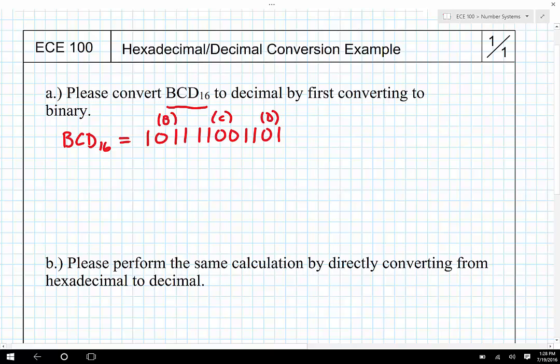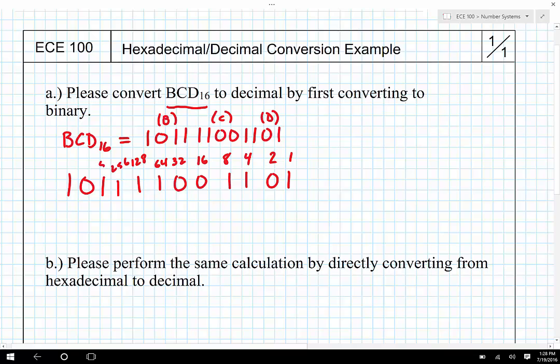So we were asked to convert this to decimal by first converting to binary. Okay, we've converted to binary. Now let's write that number a little bit bigger. So I'm going to have 1 0 1 1 1 1 0 0 1 1 0 1. Then I'm going to put the weights for each of these bits up here. And so here's 1, 2, 4, 8, 16, 32, 64, 128, 256, 512, 1024, and 2048.